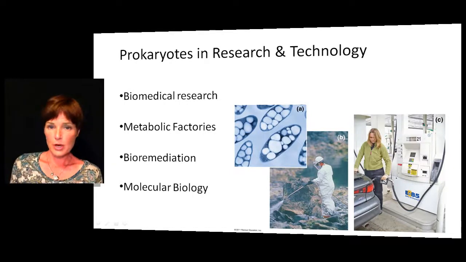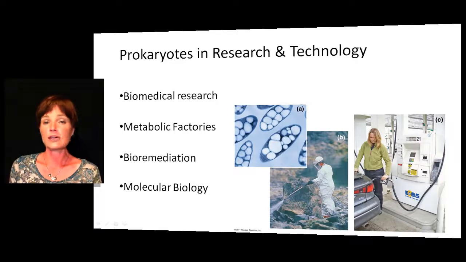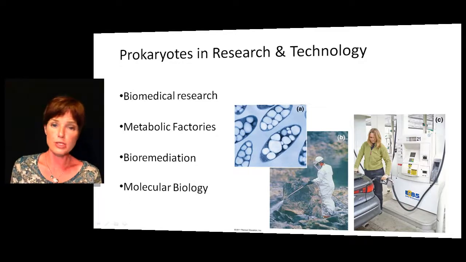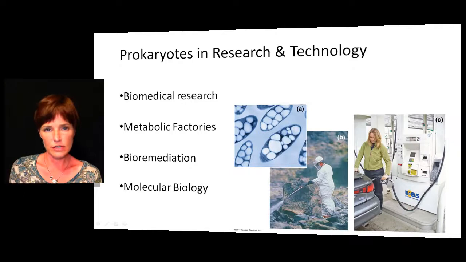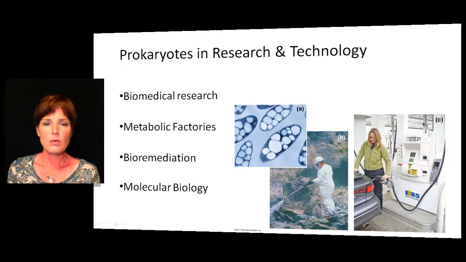The last one that I want to point out is their use in molecular biology. They are very small organisms. They have very fast generation times, and they have a relatively small chromosome. So this makes them a really good organism to use to manipulate DNA and study the effects of different changes in the DNA. And we see E. coli being used for this a lot, but there's other bacteria that are used in molecular biology research.